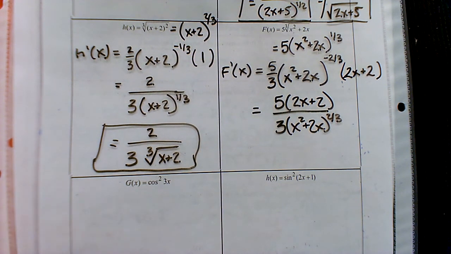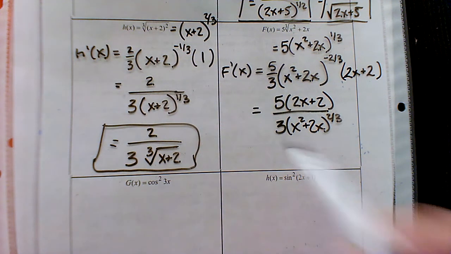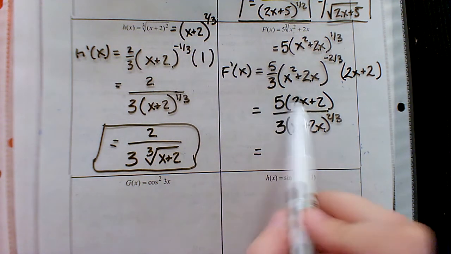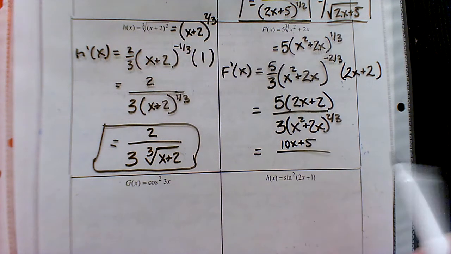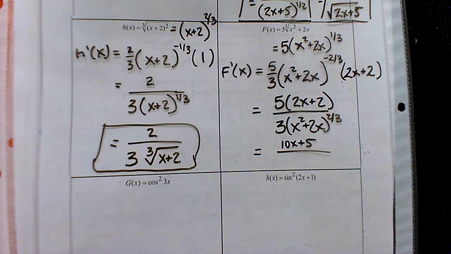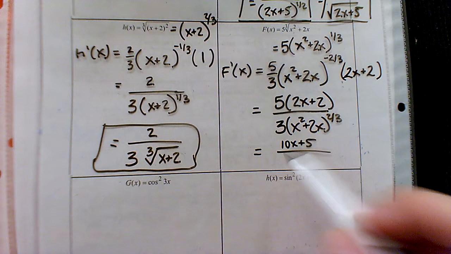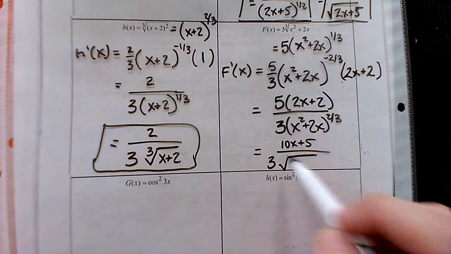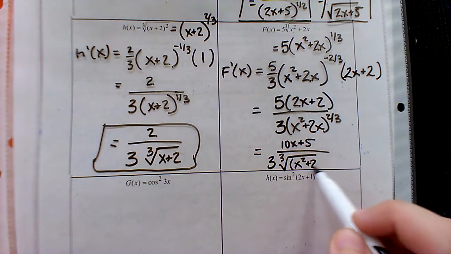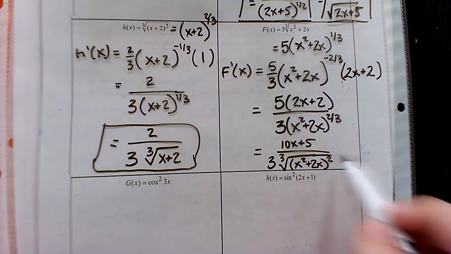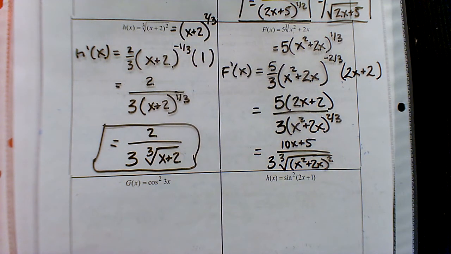So you could leave it like that. Who knows? Maybe that's what it looks like on a multiple choice option. We can keep going though. You could distribute the 5 in up top. That's easy for us. And maybe you wanted to rewrite the fractional power as a root. Okay, we would have the cube root of x squared plus 2x. Okay, that whole thing squared.